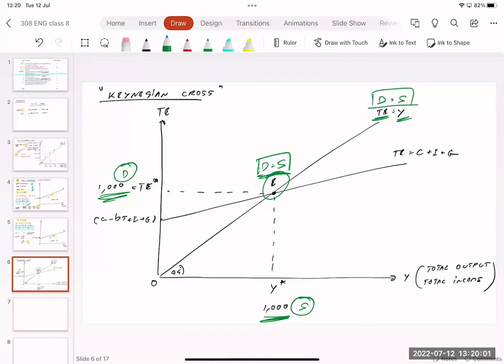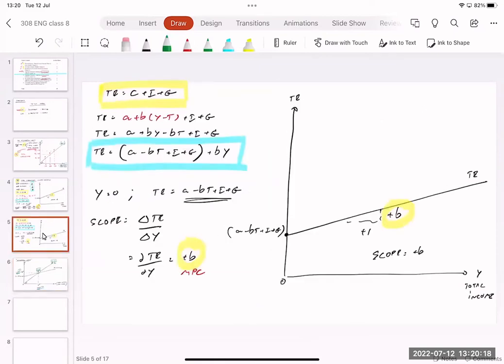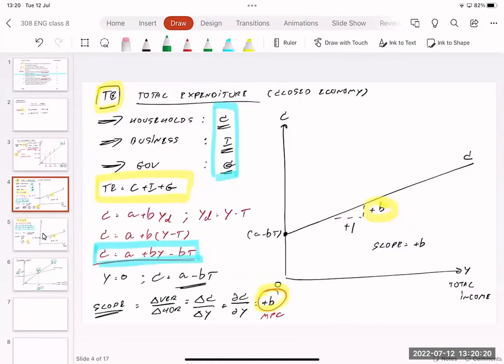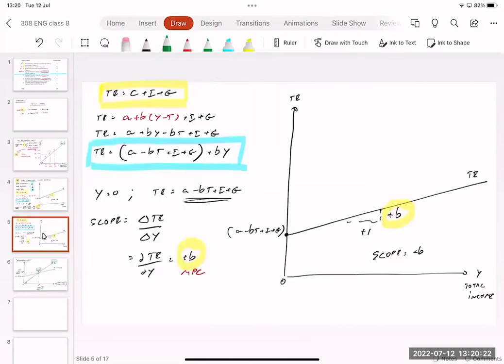So in conclusion, I have a question in the chat. Why is it plus B? I got a negative. Wait a minute, I'm going to go back. Okay, so let's go back to this slide. Why did you get minus B?